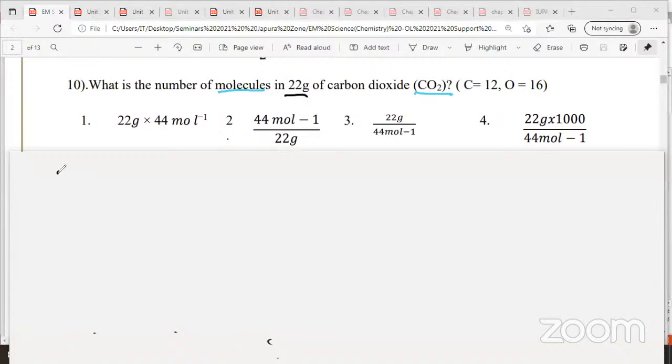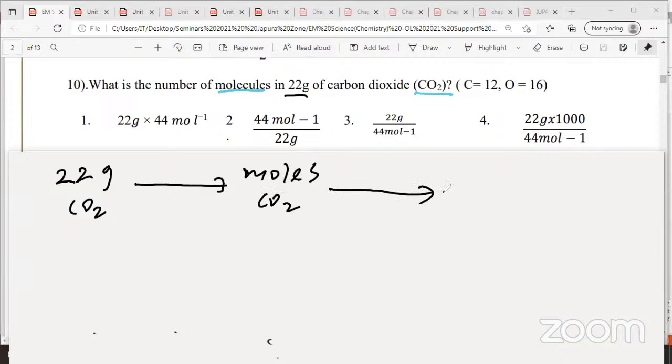How? Convert 22 grams of CO2 into moles. What is the first step? 22 grams of CO2, the mass, you have to convert into moles of CO2. Moles of CO2 you can get, then molecules. Only two steps. But if they are atoms, you have to go from one molecule of CO2.